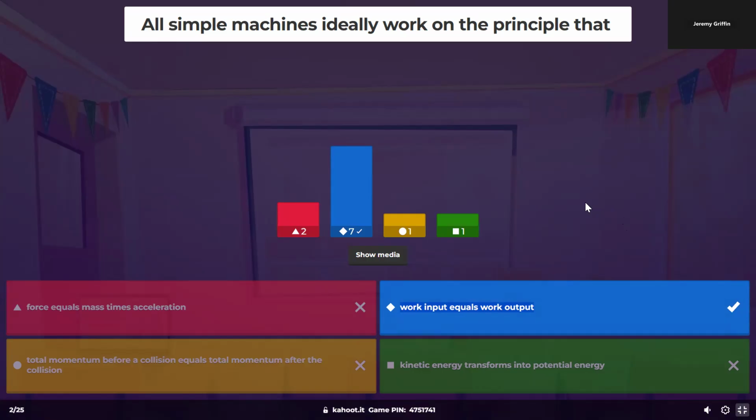And then you multiply the large weight times the small distance it moves up, you get that product. At best, they could be the same. Work input equals work output. That's also called conservation of energy.